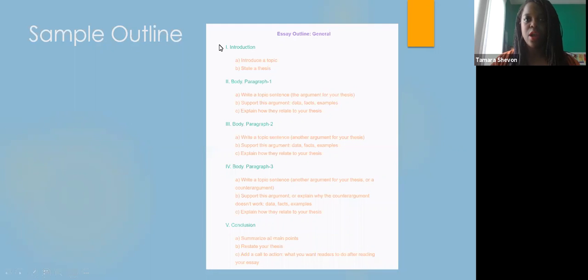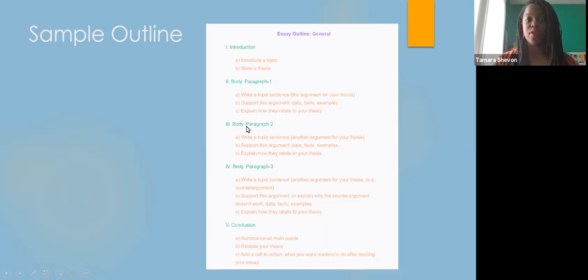So here's a sample essay outline. As you can see here, it would start off with the introduction, okay? And then you introduce your topic and then you state your thesis. That's the main thing that you're doing in your introduction. Then you have body paragraph number 1. In body paragraph number 1, it will be the first point of what you're saying in your thesis. So you're going to write a topic sentence about what you're going to talk about in this paragraph from the argument from your thesis. Then you support this argument with data, facts, and examples. And then at the end of the paragraph, you're explaining how this relates to your thesis.